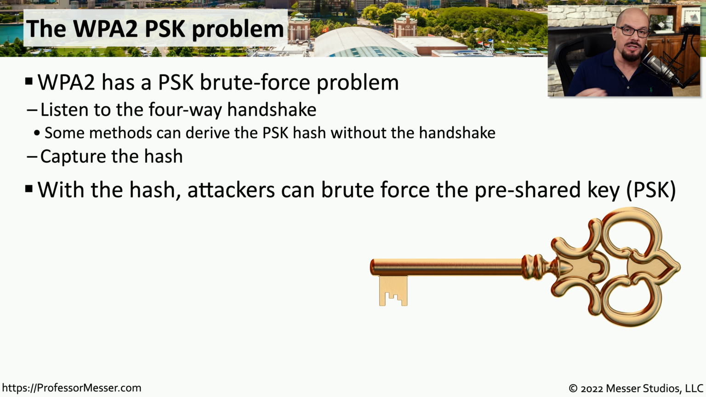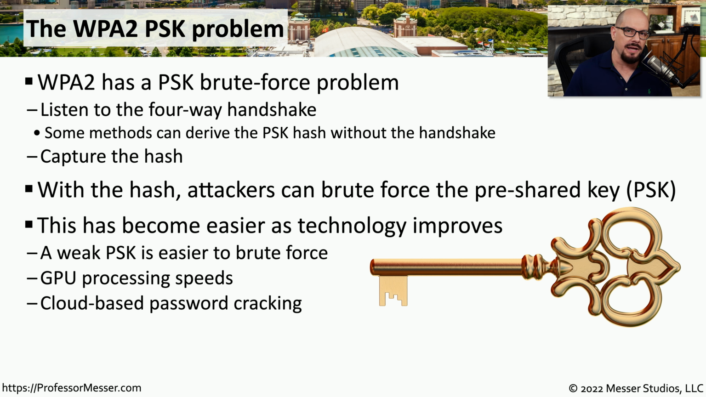Once they've completed this brute force and they've discovered your pre-shared key, they can now return and gain access to your wireless network. This was difficult and time-consuming in 2002, but as our technology has improved, it's become faster and faster to be able to perform this brute force attack. With the advent of the speeds that we can get from our graphics cards or the cloud-based password cracking that we have, you could determine a pre-shared key on WPA2 in just a few days.